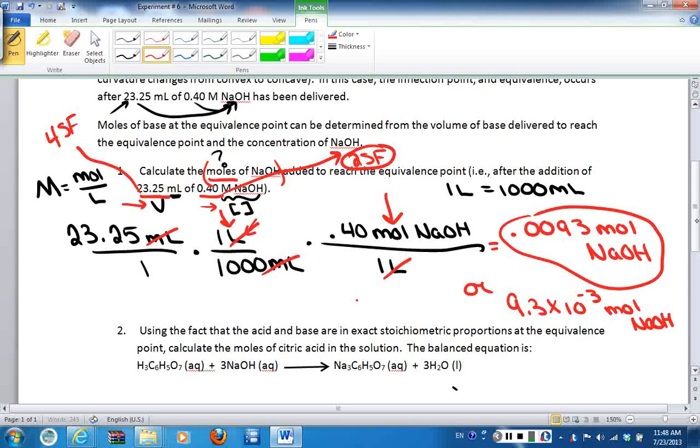So we did the first part, and like I mentioned, this is exactly what you're going to do when you get to experiment number 6, this type of calculation.